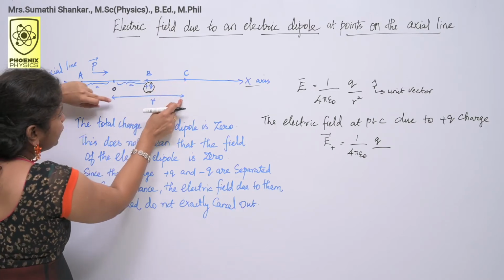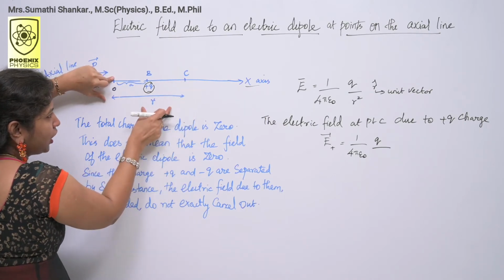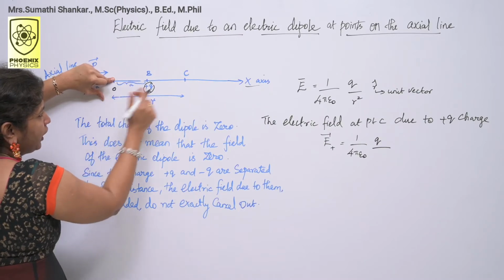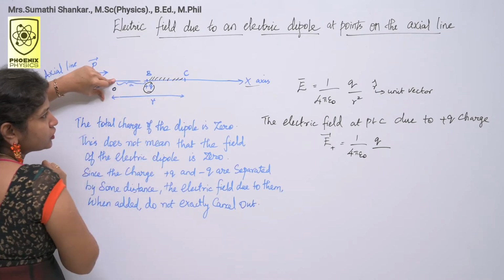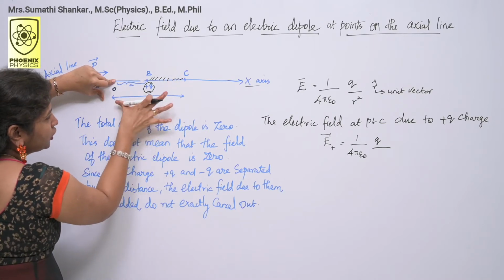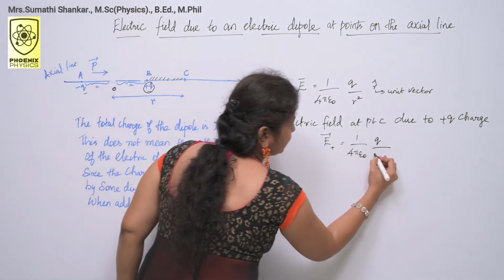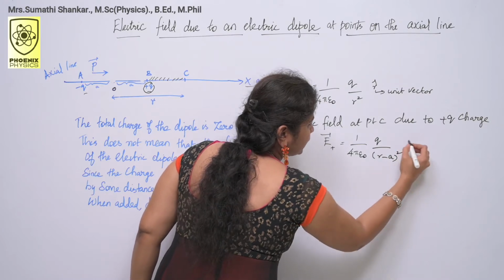Here the total distance from the center of the dipole to point C is r. From O to Q is a. I want this distance alone. How do you calculate this distance? The total distance is r, and this distance is a. So you can write r minus a whole square.